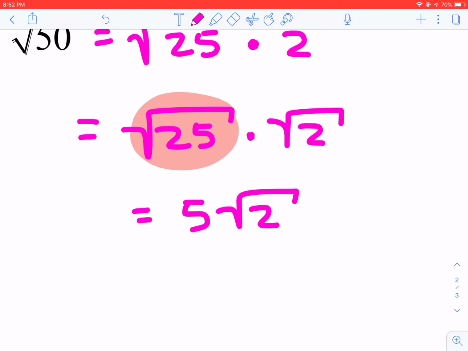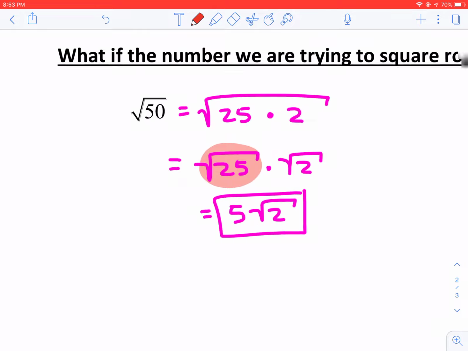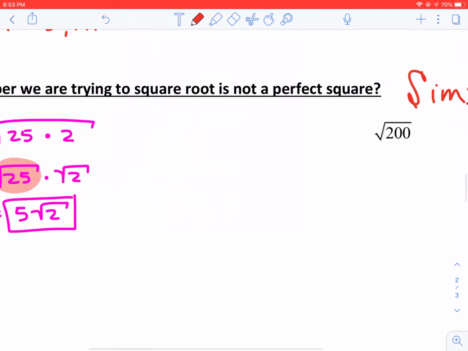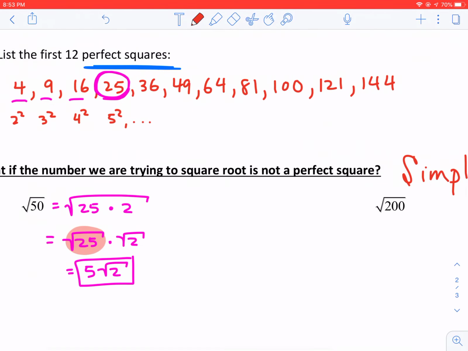All right, so take a second and type in the square root of 50 into your calculator, and also type in 5 times square root of 2, and you should see you get the same answer. All right, they're both equal to 7.07107. All right. Let's simplify the square root of 200. So again, we're going to look for a perfect square that divides into the number.